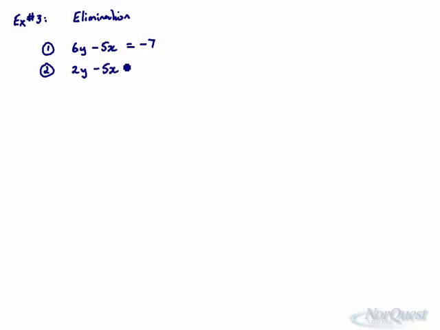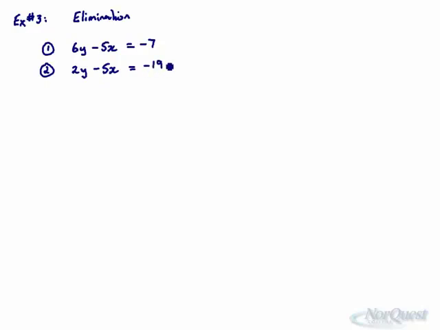So example number 3. We're going to use a process called elimination in this case. And here's our system. Equation 1 is 6y minus 5x equal to -7. Equation 2, 2y minus 5x equal to -19. So there's our 2 equations.